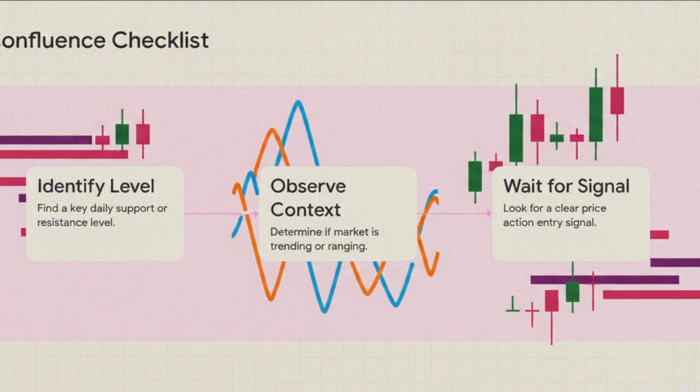So here is your actionable confluence checklist. Whenever you sit down to trade, I want you to follow these 3 steps with absolute, unwavering discipline. Step 1, identify your key daily support or resistance levels. Step 2, observe the context. Ask yourself, is the market in a trading range, an uptrend, or a downtrend? And step 3, do absolutely nothing until a clear price action signal, like a Fakey or a pin bar, forms at that exact key level in the direction of the market context. Honestly, true professional trading is nothing more than a highly disciplined waiting game for these 3 exact steps to align.